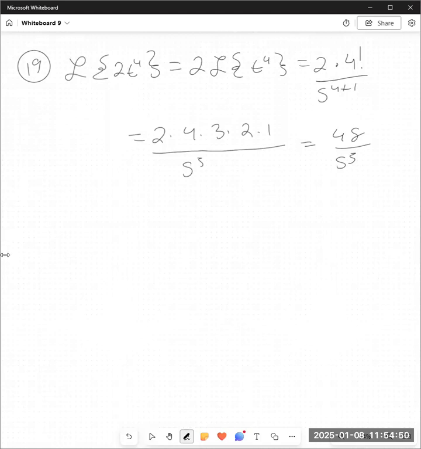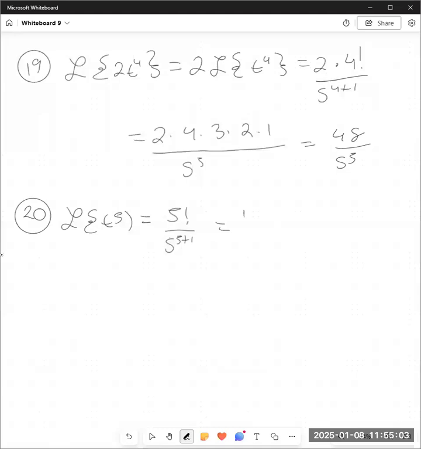If you want to see that other one, that was number 20, I'll go ahead and do it. T to the fifth is equal to 5 factorial over s to the 5 plus 1. 5 factorial is 120.